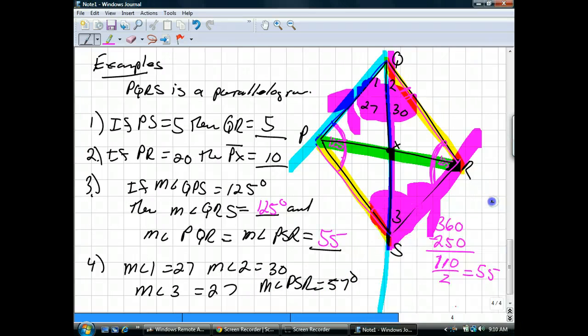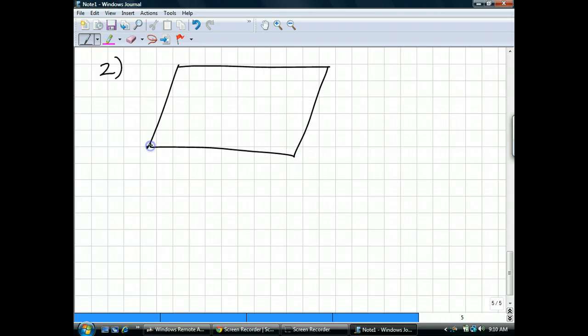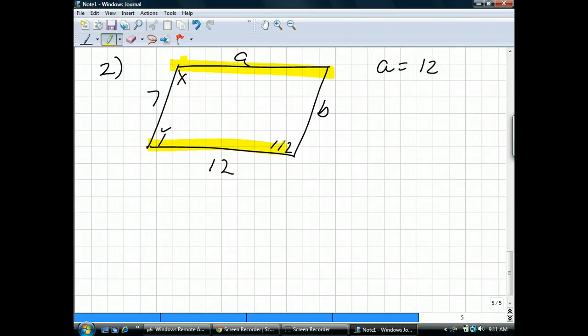Example 2. If I have this picture, and this is a parallelogram, this is 7, this is A, this is B, this is 12, this is X, this is Y, and this is 112. Okay, so applying the properties, I know that A has to be 12 because opposite sides of a parallelogram are congruent, and therefore B has to be 7 because opposite sides of a parallelogram are congruent.